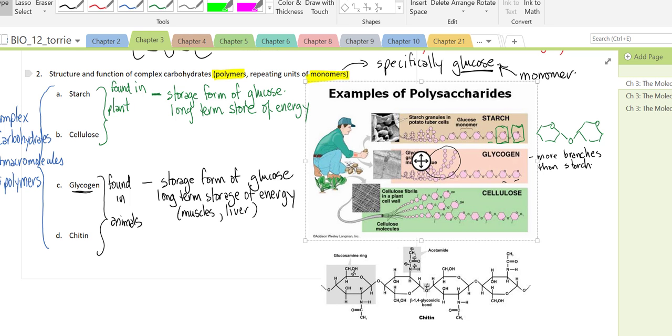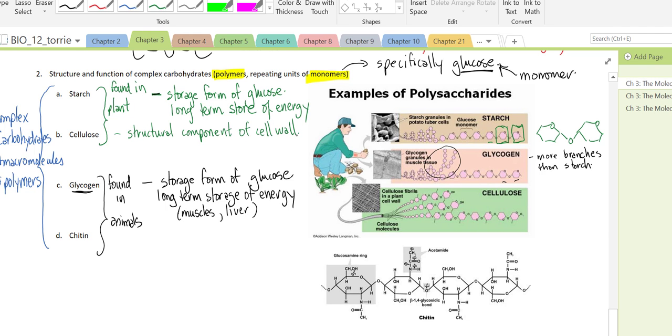Now, I said the other two are structural in their function. So they're not for energy, they're structural. Cellulose is the structural component of cell walls in plants. If you remember from grade school, animal cells don't have a cell wall, but plants have a cell wall, and the structural component of that cell wall is cellulose. Okay, so that's the role of cellulose in plants.